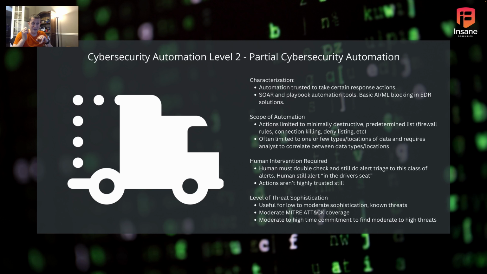Firewall rules still can be destructive. Adding IPs to denial lists can still be destructive, but generally the scope of things that we let systems do here is very limited. Hey, kill this connection if it's this serious, but don't kill it if we're just moderately confident on it. It's still often limited to a few types and locations of data. Humans still double checking here. The human still is in that driver's seat, and the actions aren't highly trusted still.